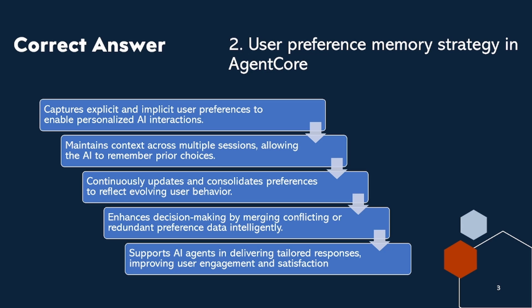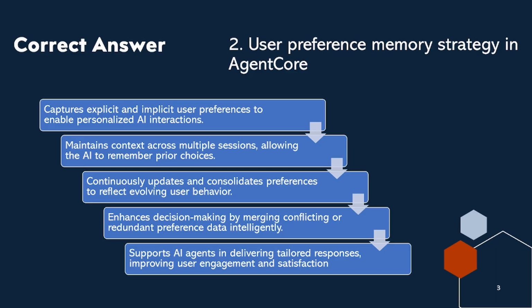Maintains context across multiple sessions. The memory strategy ensures that user context is preserved even when a session ends. For example, if a user asks for specific filters or settings today, the agent remembers them next time. This continuity enables a personalized and seamless experience. Continuously updates and consolidates preferences. As users interact over time, the system reconciles new information with existing preferences.